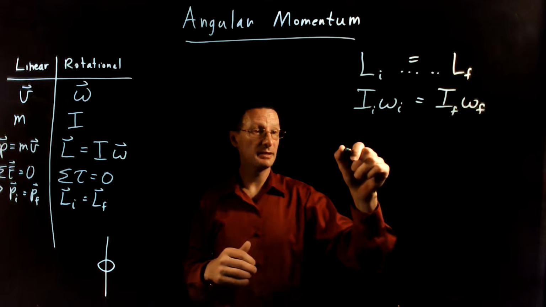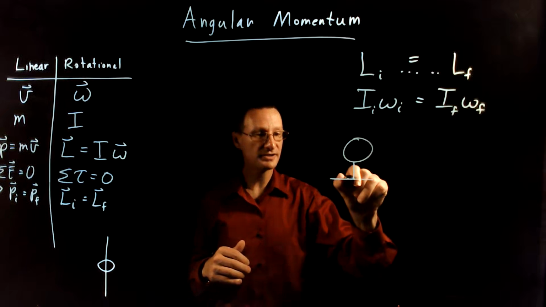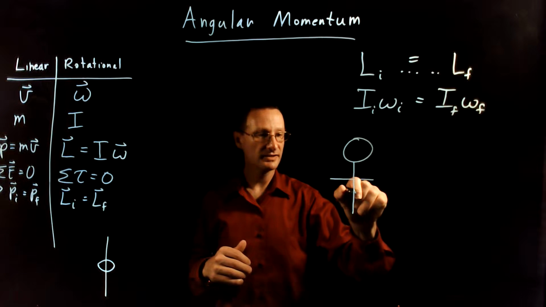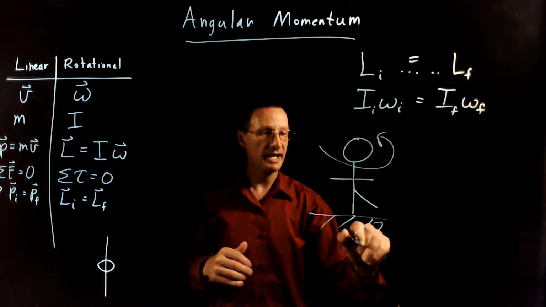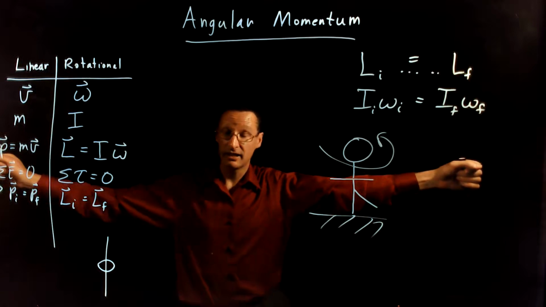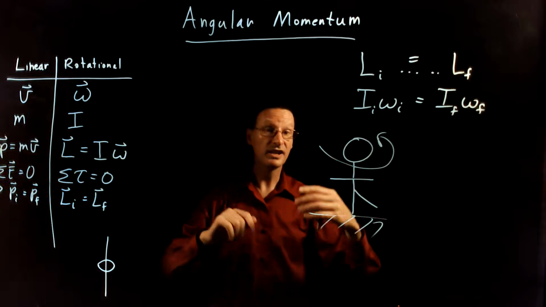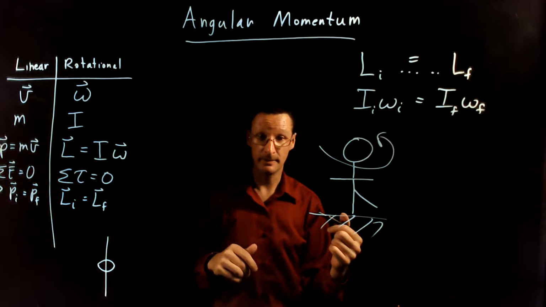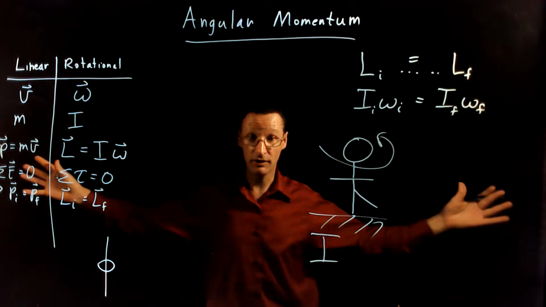Okay, let me give you an example. The quintessential example here is when you have a figure skater and she's spinning around on ice like this. And she's got some rotational velocity, and she's got her arms and her legs spread out, and she's spinning around on ice. Because she's on ice, there's no external torques, so angular momentum is going to be constant. When she's in this configuration, her moment of inertia is very large.